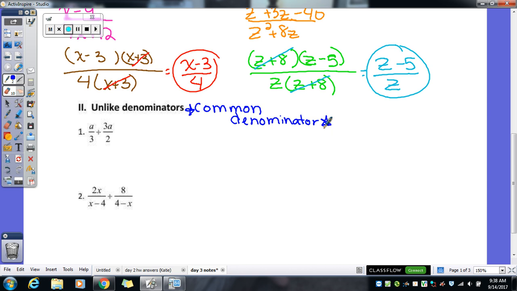So then once you get your common denominator, then you follow the same exact steps we were doing up above. So you keep your denominator, add or subtract your numerator, and then you factor and cancel. So you just got that one extra step in the beginning of getting a common denominator. So between a 3 and a 2, what would our common denominator be? 6. Good.